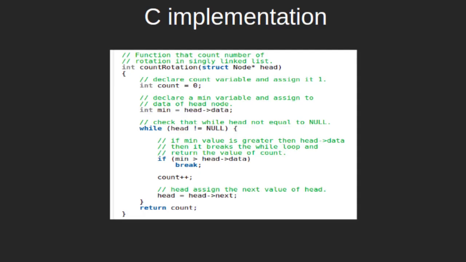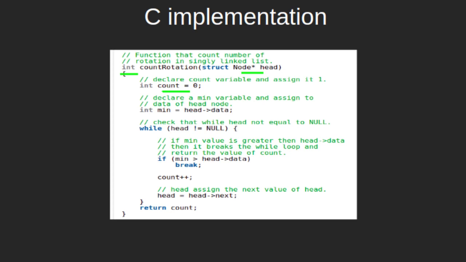Now, let's see the C implementation of the above algorithm. The return type of this function is int, since it will return the number of rotations in the linked list. The function takes only one argument, the head node of the linked list. Inside this function, we declare a variable count and initialize it with 0. This variable keeps count of the number of rotations in the given singly linked list.